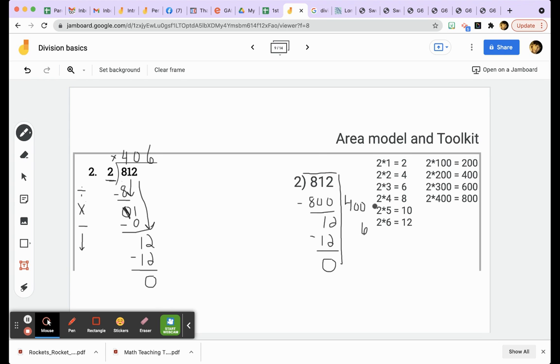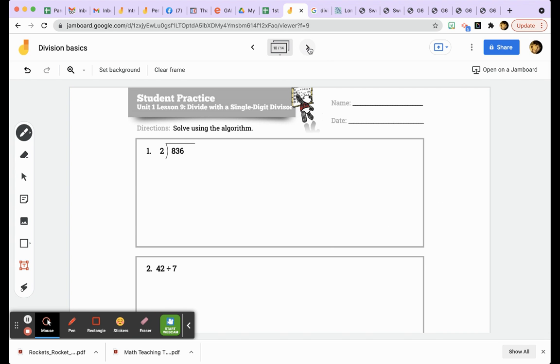I'm going to add my partial quotients together. And I have 406. And again, my quotients are exactly the same. So now we're going to go on to student practice.